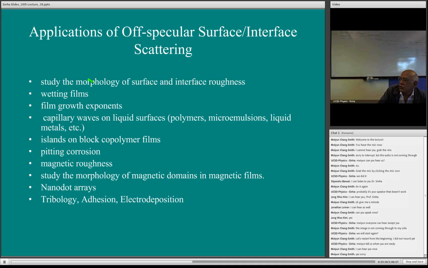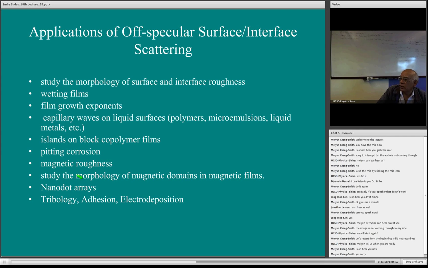Before I do that, let me just mention some of the applications for off-specular scattering. You can measure the morphology of surface and interface roughness. You can look at wetting layers and droplets on films. You can measure film growth exponents when films are growing. You can measure fluctuations on liquid surfaces of complex fluids, polymers, liquid metals, and so on. You can measure how islands grow on block copolymer films. You can measure pitting, corrosion, where you've got corrosion going on in a layer, magnetic roughness.